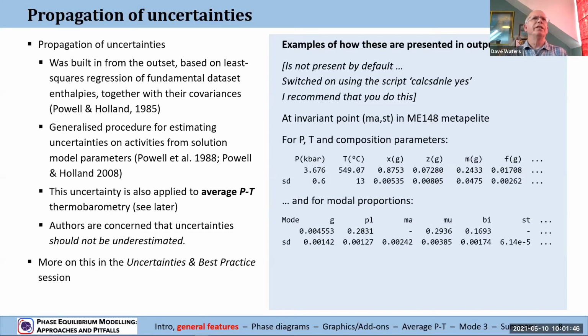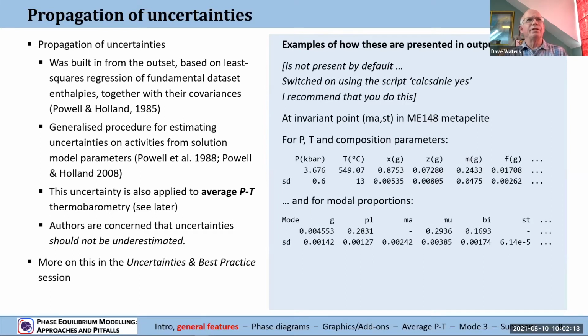There's capacity for estimating the uncertainty on activities from the solution model parameters as well. It would be pretty complicated to do that given the complexity of some of the models. So there's a somewhat generalized procedure that's based on multiplicity of the most significant site in any given model for estimating those kinds of uncertainties.